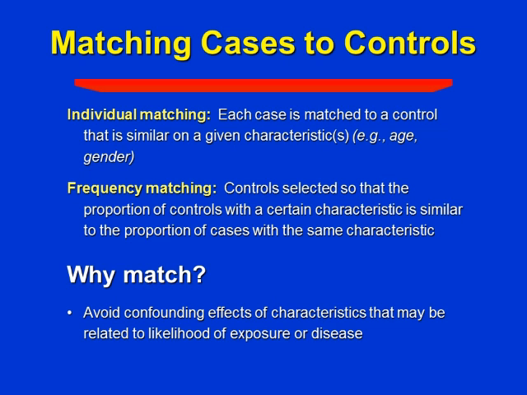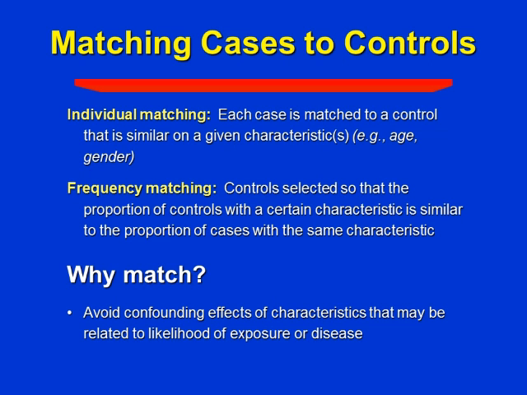In case control studies, we also often will match cases to controls, and this can be done in two separate ways, either individual matching or frequency matching. In individual matching, each case is matched to a control that's similar on a given characteristic, and often this will be someone of the same age or someone of the same gender.